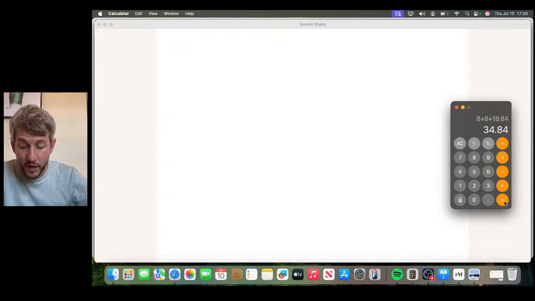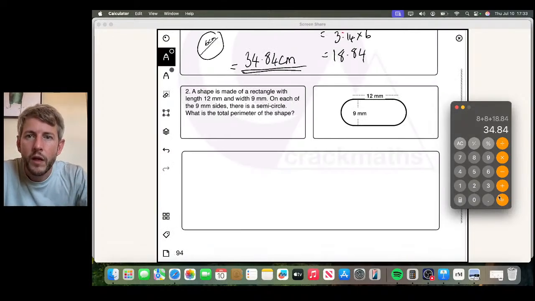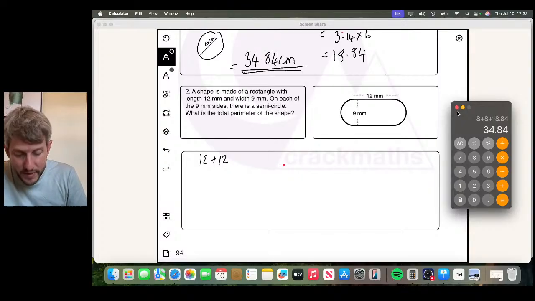Okay, next one. Oh, I went over to the side. There you go. A shape is made of a rectangle with length 12 millimeters and width 9 millimeters. Yeah, I can see that. On each end there is a semicircle. What is the total perimeter of the shape? So it's the same business again. We've got the 12, add the 12, and then we've got to add on the pi times diameter, which will give us the full circle, which is made by the 2 semicircles.